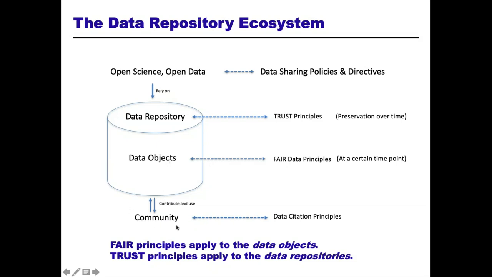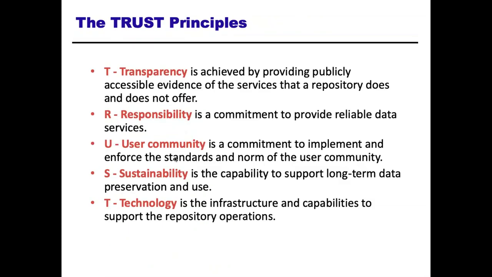And then the ecosystem will also involve the community. Like, if you use the data, you want to cite it and give credit to the data providers. So to summarize, the TRUST principles are really at the data repository level, and the FAIR principles are targeted at the data object level. And here are the TRUST principles. There are five letters, and first is transparency. The R is responsibility, U is user community, S is sustainability, and T is technology. I will briefly mention them in the following slides.